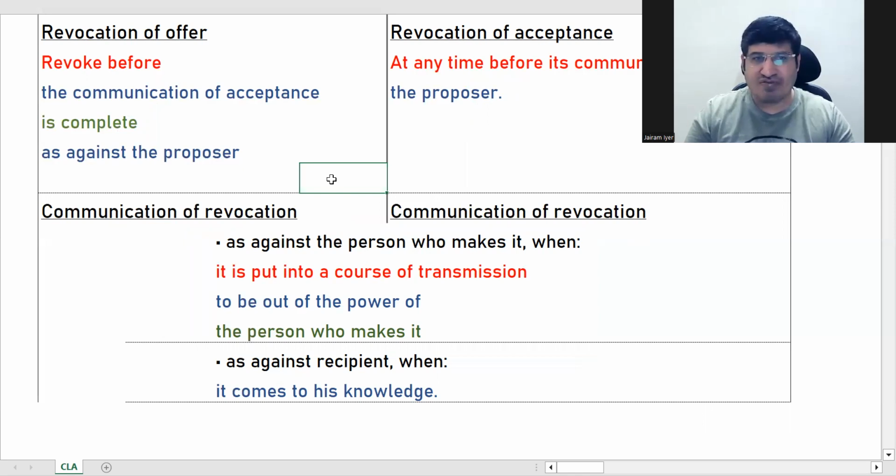So I'll just quickly make a 5-minute Hindi summary to explain this point.